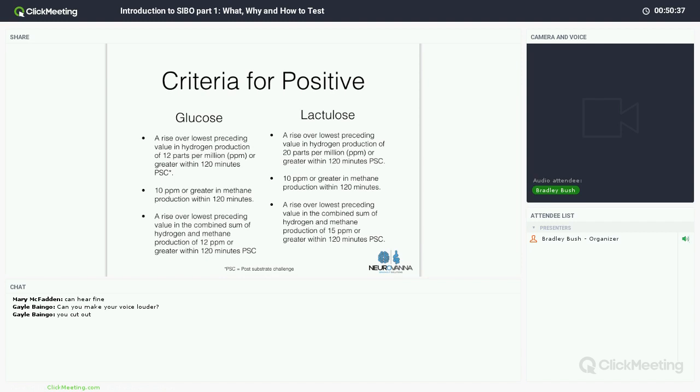That's for glucose. For lactulose, you have 20 parts per million or greater from the lowest to the highest reading within the first 120 minutes, which is a positive. Once again, only 10 parts per million is necessary at any given time within the first 100 to 120 minutes for methane. And it's a combined total of methane and hydrogen increasing of 15 parts per million or more with lactulose. Once again, they're very similar, slightly different, and sometimes that makes a big difference.